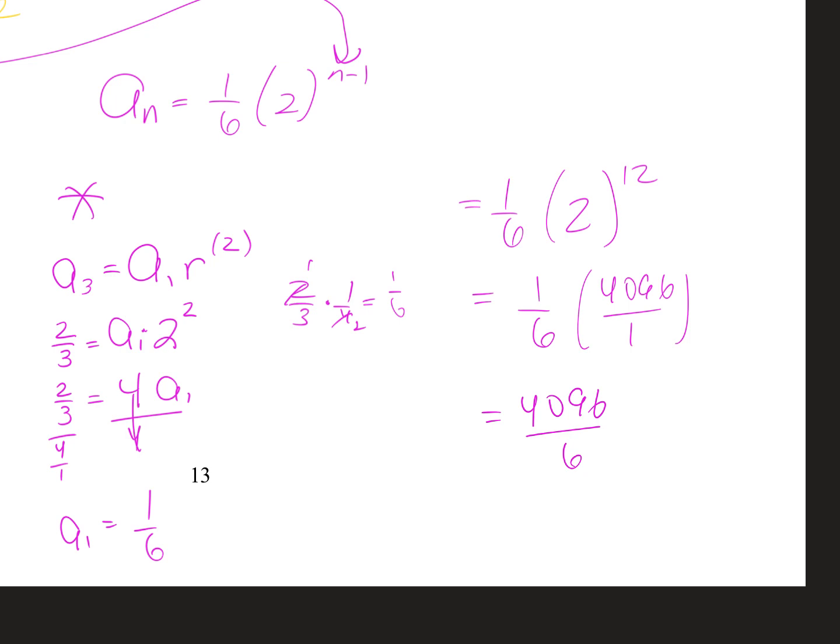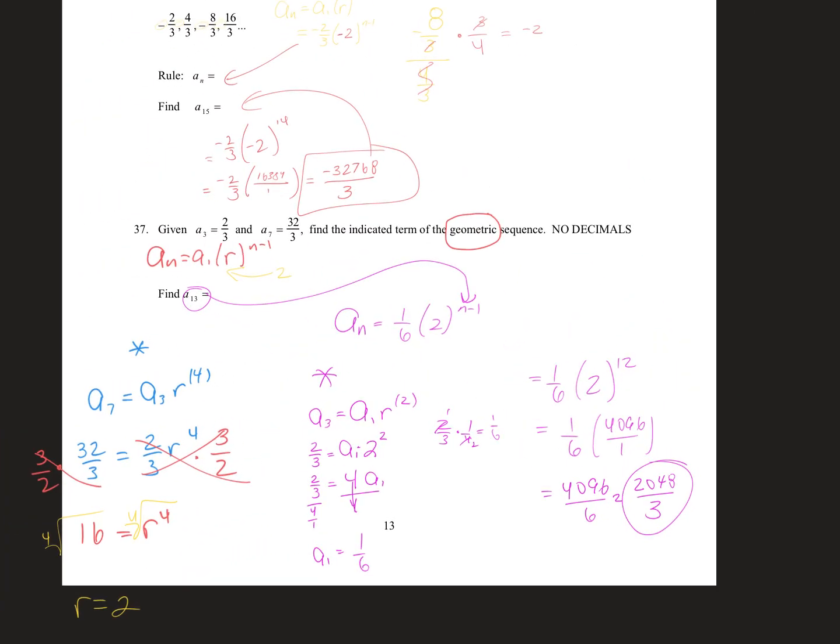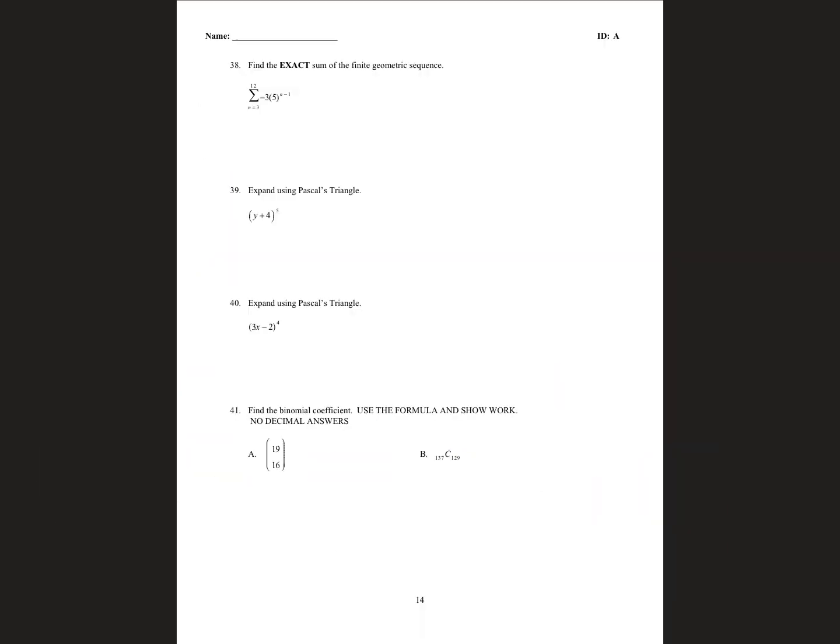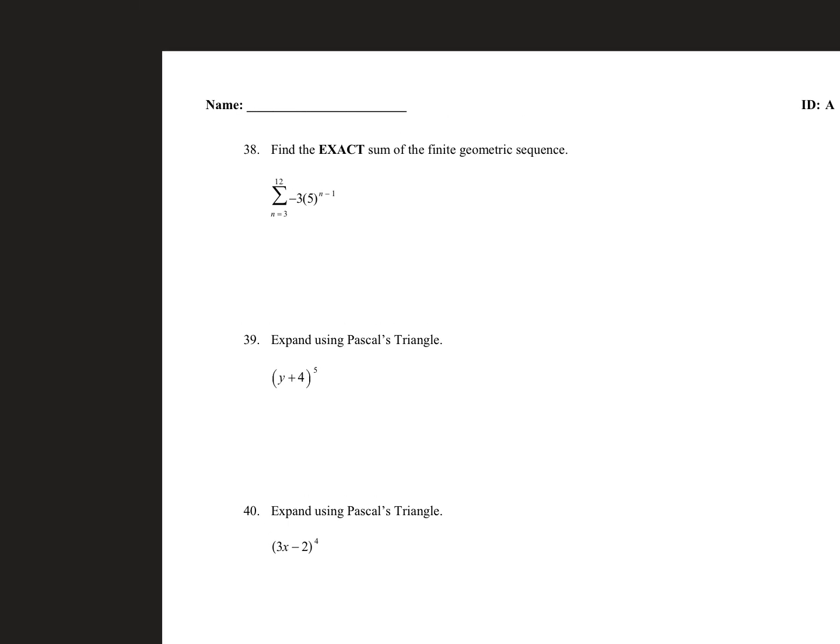Divide those two. 4096 divided by 6. Is it pretty? No, it's not pretty. But can 2 go into both of these? Yeah. 2 goes into 4096 how many times? 2048. Is that what we said? Okay, there you go. That's your answer without decimals. Very good. It's a long process. Again, guys, if this is a multiple choice question, work backwards. Use your calculator and just plug in answers.